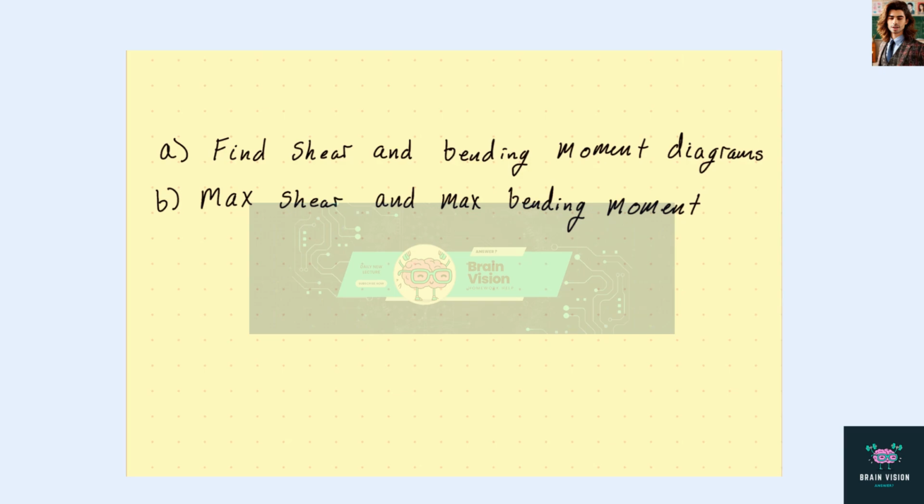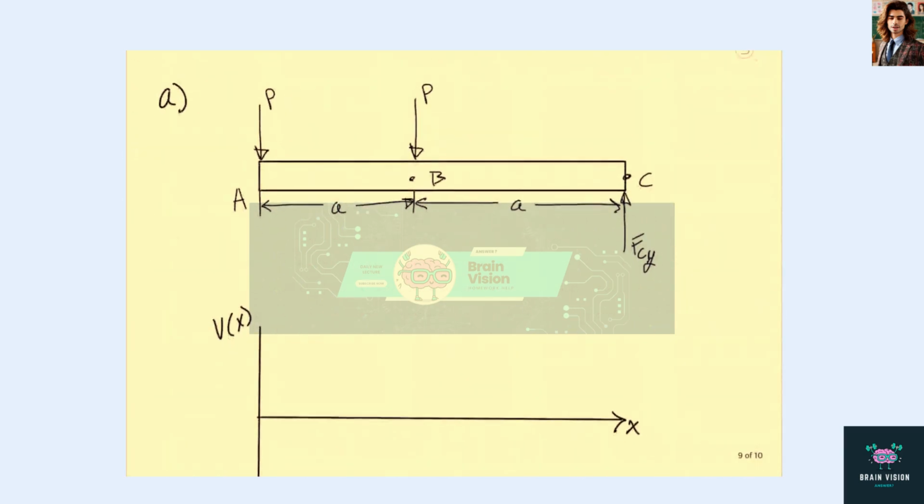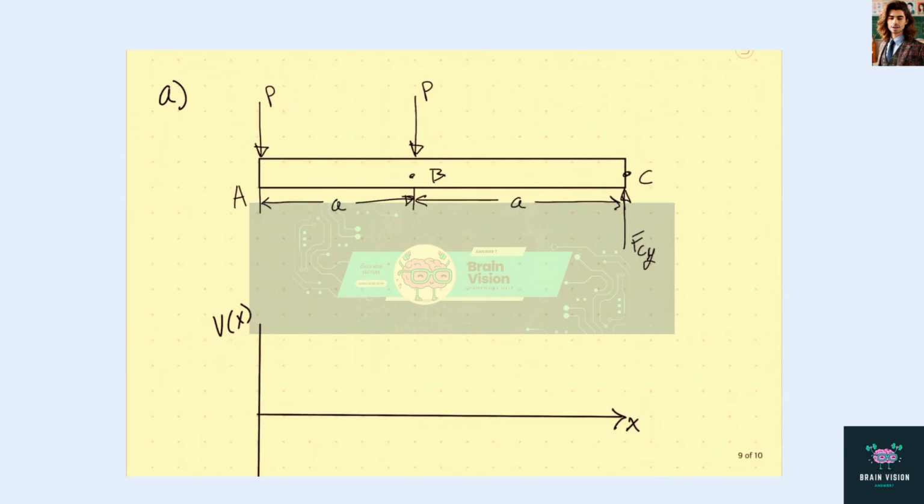So in this problem we're going to be asked to find the shear and bending moment diagrams as well as the maximum shear and maximum bending moments. The first step is to set up your free body diagram using the included forces, and then we need to find the reaction force, right here, F of Cy.